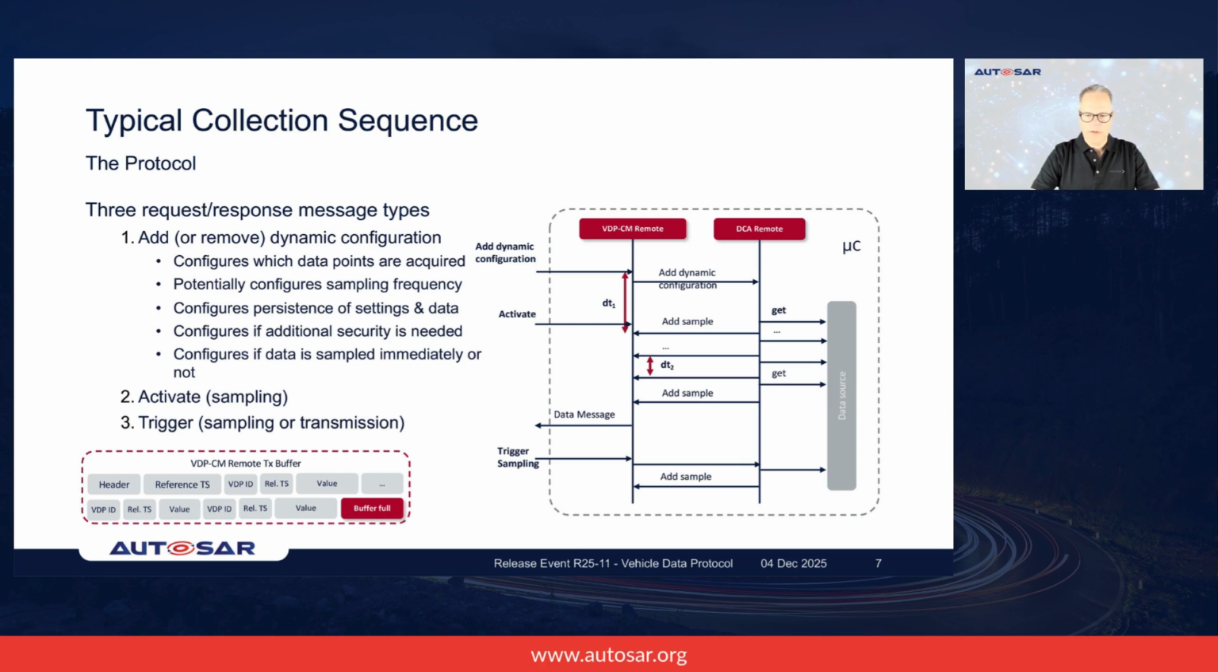The activation message will start the sampling, and the trigger message will request to get a data sample immediately. The VDP-CM remote will forward it to the DCA remote, that will directly acquire the data point and add it with an add sample to the VDP-CM remote.